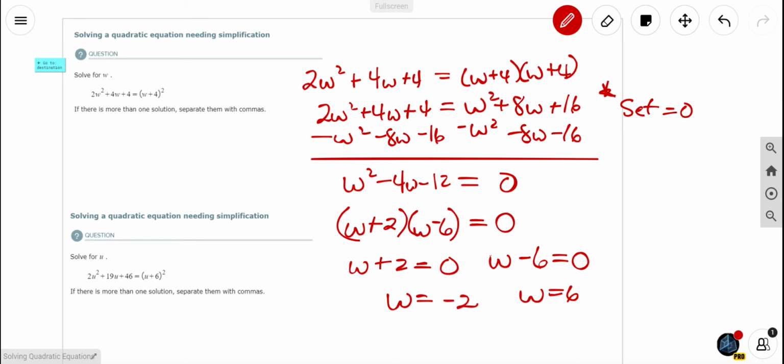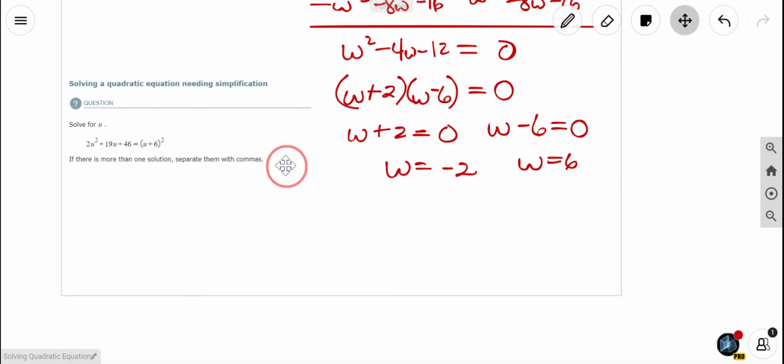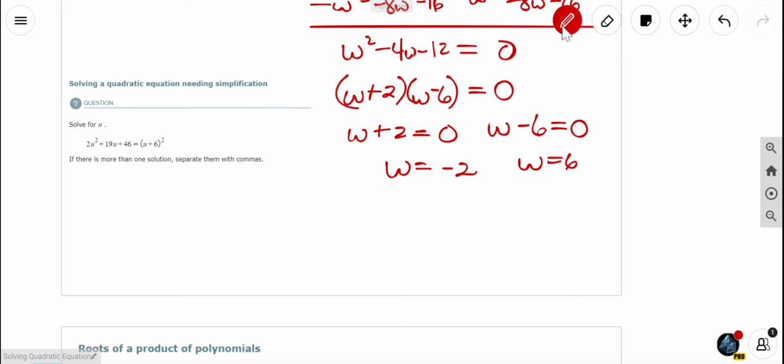Okay? And that's that. All right, look at the next one. The next one is very much the same. So if you want to pause and try this one on your own, this is a good time to do that. Okay, I'm going to go ahead and change colors.